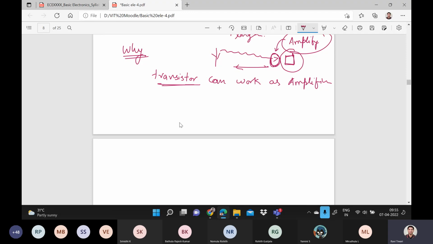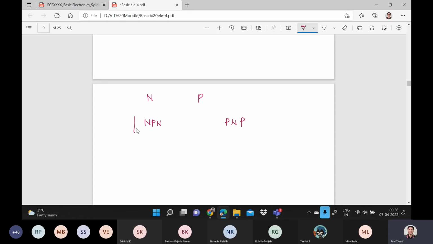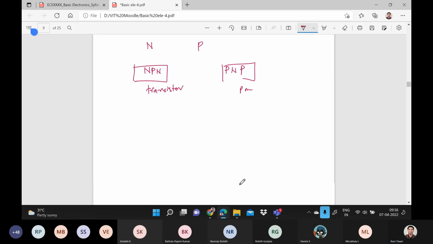Now, as I told you, we have three terminals, and to make it a transistor, it should be of different material or different doping. So we have N-type semiconductor and P-type semiconductor, and we have a combination of three materials. Either you can make an NPN transistor or you can make a PNP transistor. There are two possibilities only.